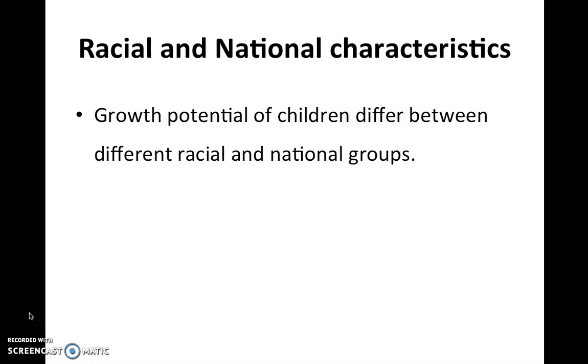Racial and national characteristics, that is, the growth potential of children differs between different racial and national groups. So we know very clearly that black people or foreigners, especially Arab people, have their own unique growth and development pattern, and they have a somewhat bigger size and growth compared to Indian children.